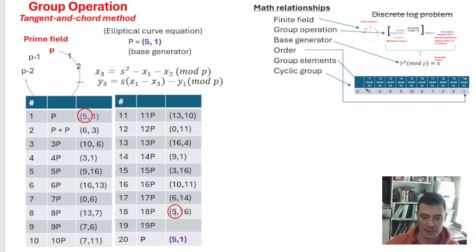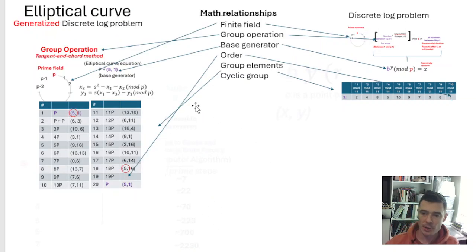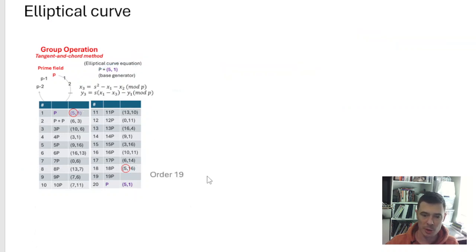And then we arrive at this. This is our X value repeating. Then we have something we're going to talk about next, and then we start over the cyclic group again. So the takeaway point, though, is that the elliptical curve has all the same ingredients as our discrete log problem, to include the cyclic nature of this group.